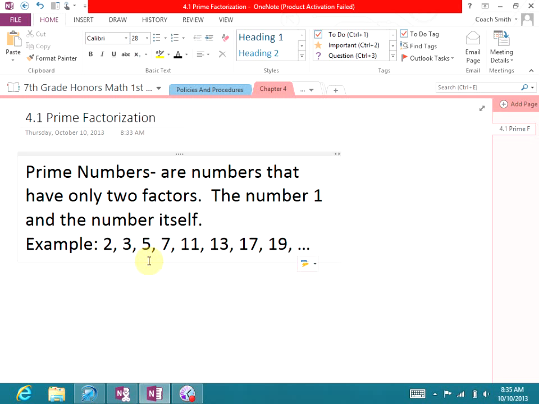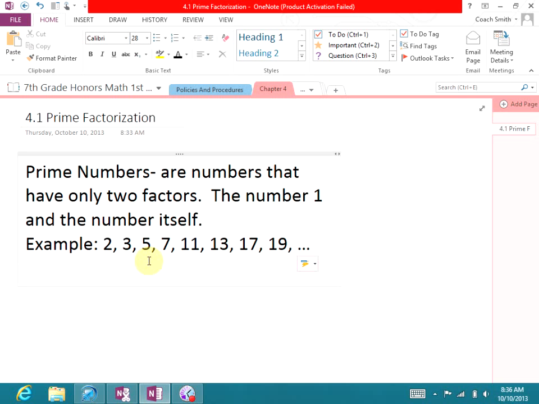Okay, prime numbers are numbers that have only two factors: the number 1 and the number itself. Examples of the first few prime numbers are 2, 3, 5, 7, 11, 13, 17, 19. All those numbers only have two factors.